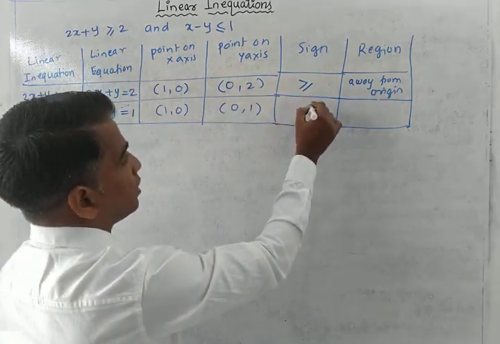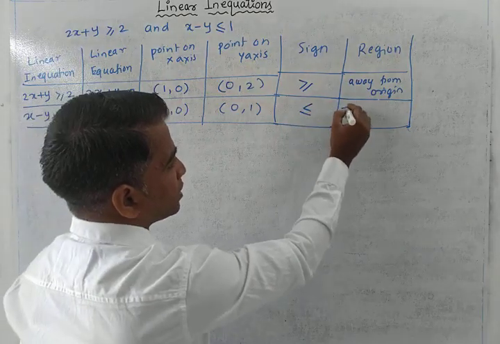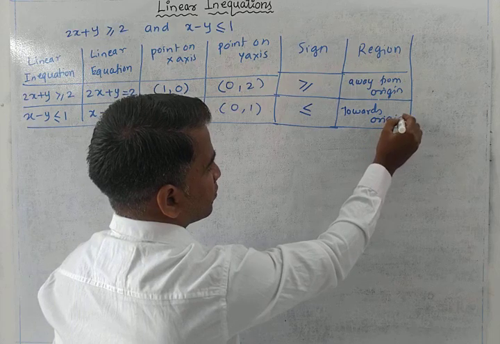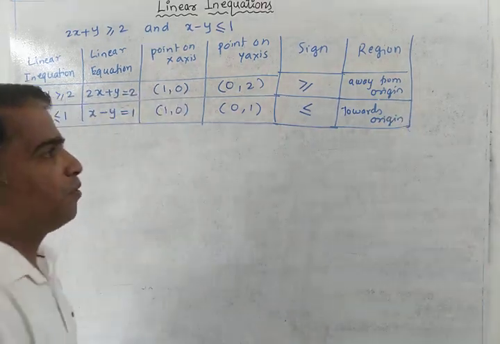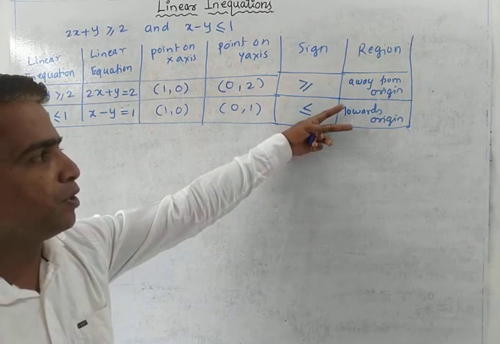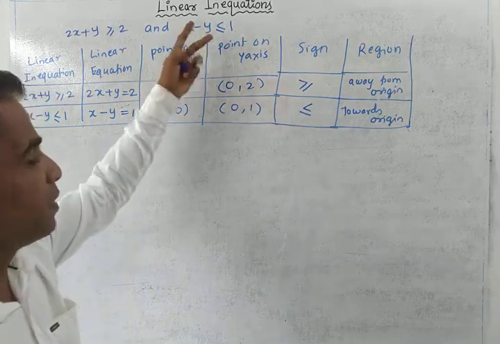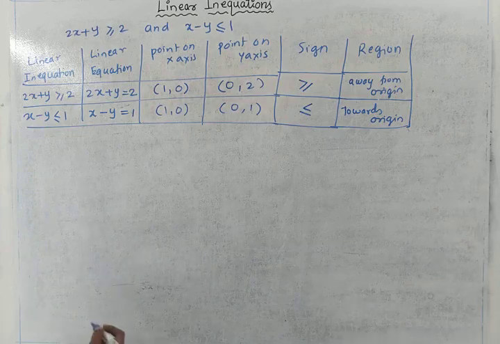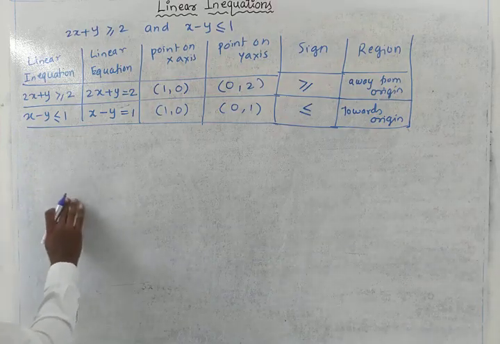And now here sign is less than equal to, it is towards origin. Okay, so what are the set of points will be towards origin? Those are the points satisfying this given equation. Clear? Now we will start with drawing the line.